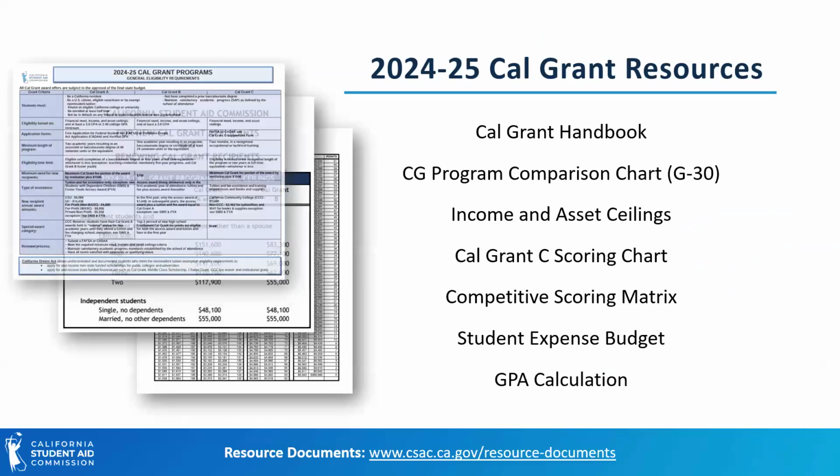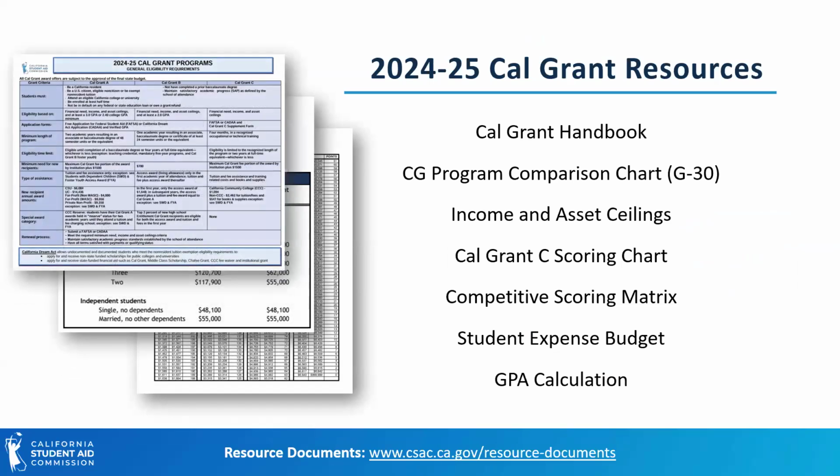And I just wanted to draw your attention to our resource documents page. This has all sorts of 24-25 Cal Grant resources that you should have either bookmarked or print out, put it in your cubicle. These are going to be really helpful reference tools for when you're assisting students with Cal Grant and when you're administering it on your campus, including our brand new 24-25 Cal Grant handbook, the comparison chart, income and asset ceilings, and so on. So definitely bookmark this page, utilize these resources, and it will make your job so much easier.